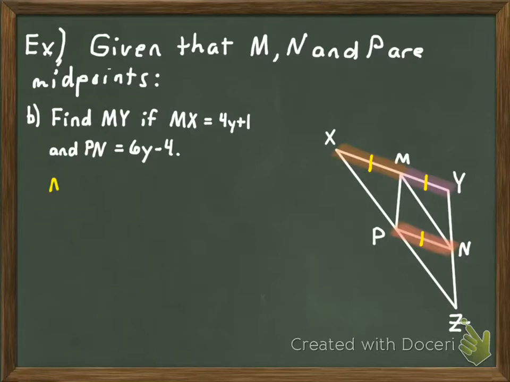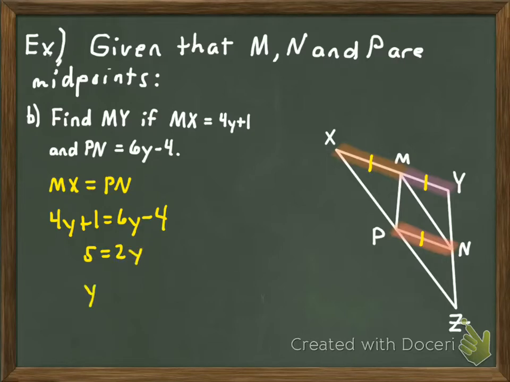Right? We can say that mx is equal to Pn. And then just do your substitution thing. 4y plus 1 equals 6y minus 4. Add 4 to both sides, subtract 4y from both sides. You get 2y equals 5, so y equals 2.5.